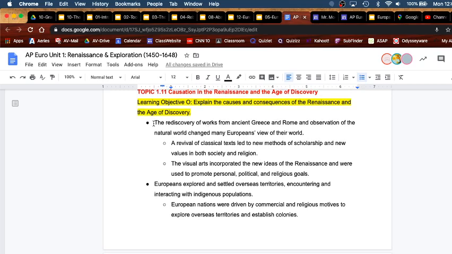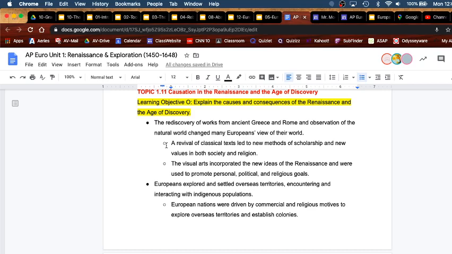This first bullet point says that rediscovery of works of ancient Greece and Rome and observation of the natural world changed many Europeans' views of their world. A revival of classic text led to new methods of scholarship and new values in both society and religion. Again, kind of showing you how the Renaissance is going to directly lead to the scientific revolution.